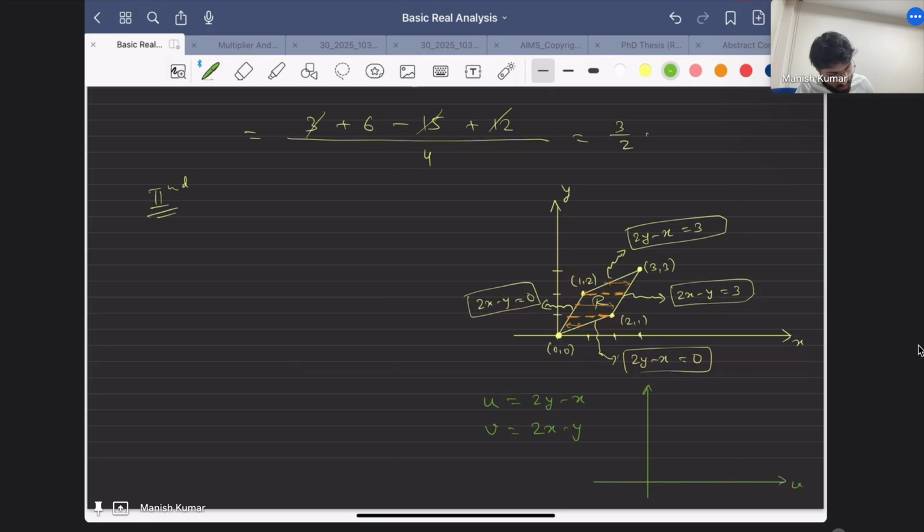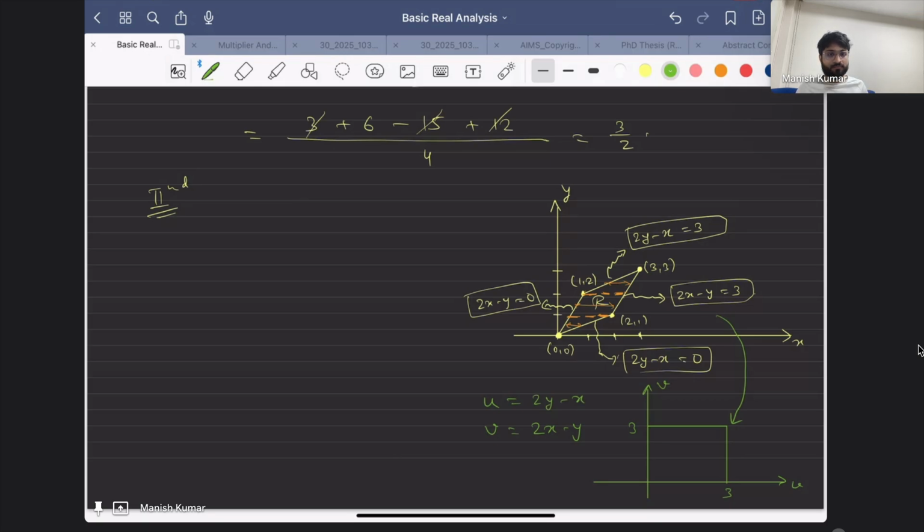So it says that u, which is 2y minus x, is varying from 0 to 3. So let's say this is 3, this is 3 units, correct? So can you see that this figure will be transformed to this figure?